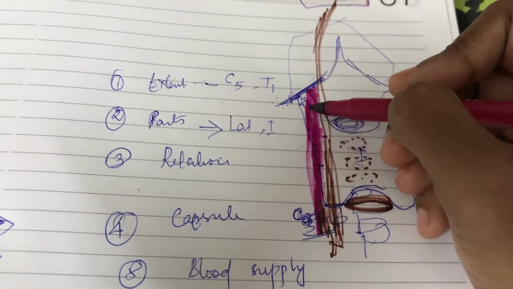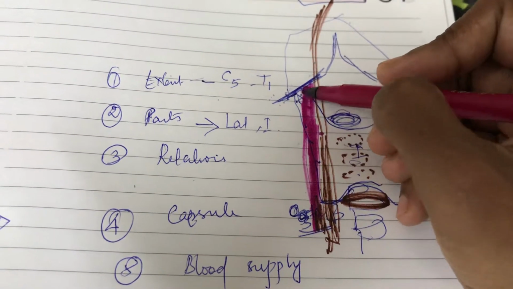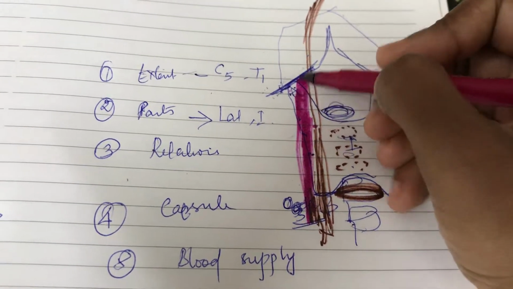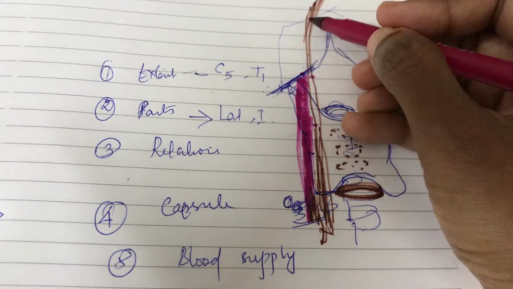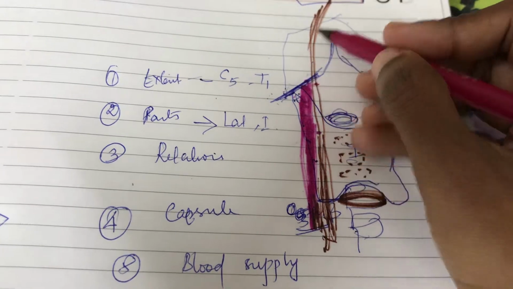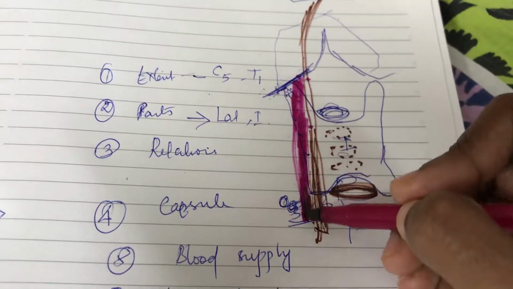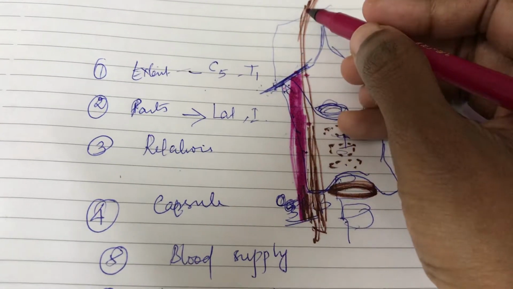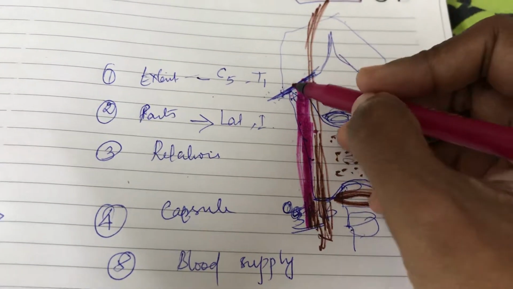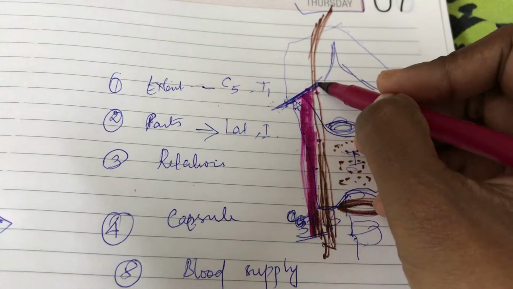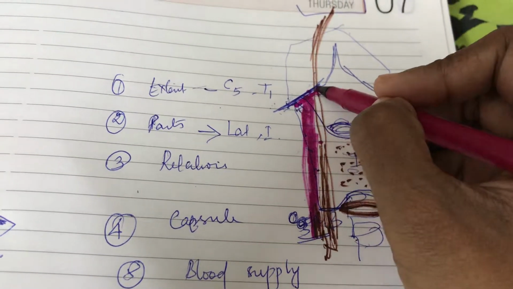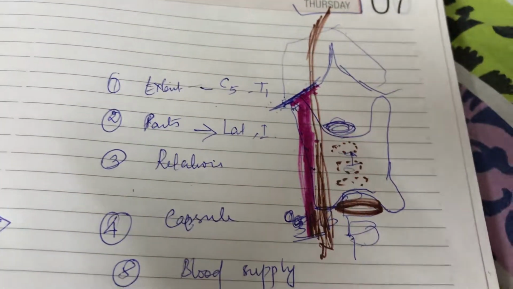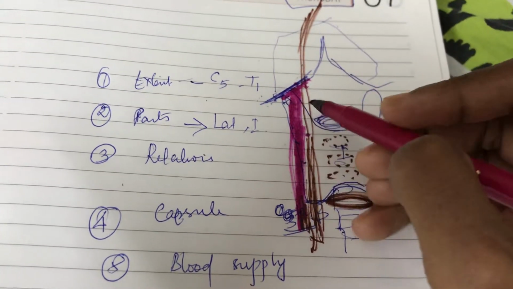So what happens? This sternothyroid attachment to the oblique line prevents the enlargement of the thyroid gland towards the superior border. So it cannot extend beyond this. So it may extend down and enters into the superior mediastinum, but it cannot extend into the upper part because of the attachment of the sternothyroid and the lateral lobe to the oblique line of the thyroid cartilage. This is a very important clinical application. You should not forget to write.